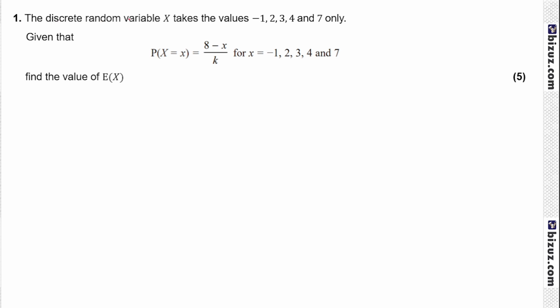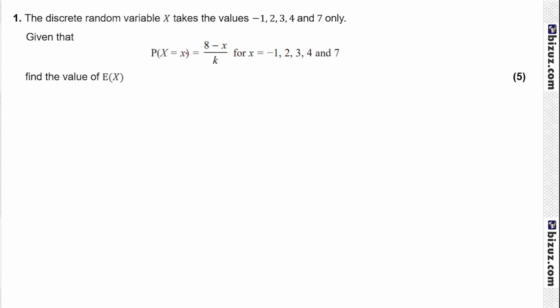The discrete random variable x takes the values -1, 2, 3, 4 and 7 only. So we have a discrete random variable x and it can take on these values, and here is the probability distribution. Now usually we see a probability distribution written as a table, but it can also be written as a function like this one. So we'll put it in tabular format just to make things easier for us, but let's read what this function is for now.